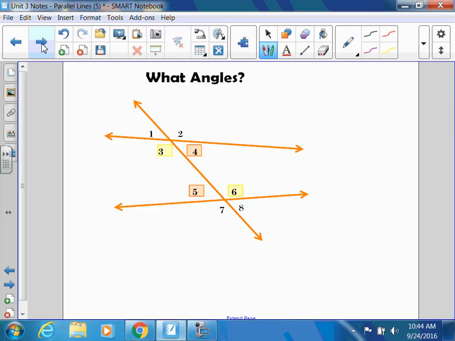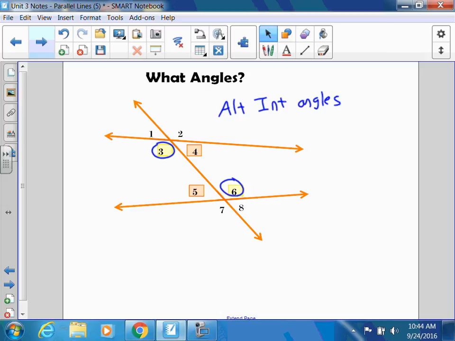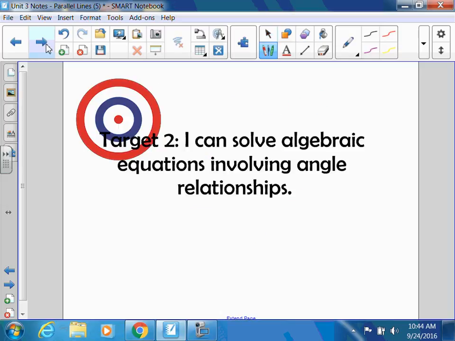What type of angles do we have here? Well, they're both on the inside of the 2 lines, so they would be interior, and they're on opposite sides of the transversal. So 3 and 6 would be alternate interior angles, and so would 5 with 4. And that completes target 1.